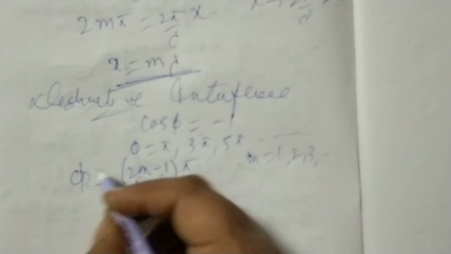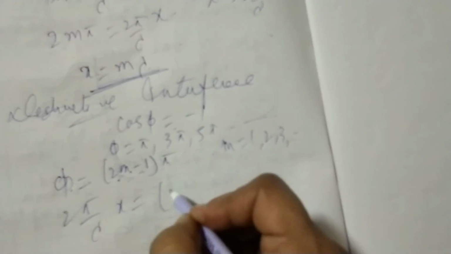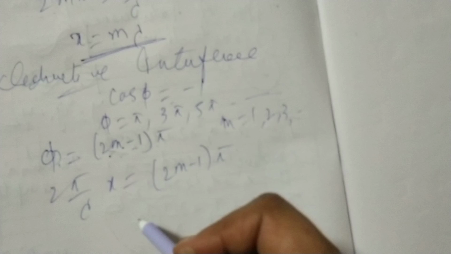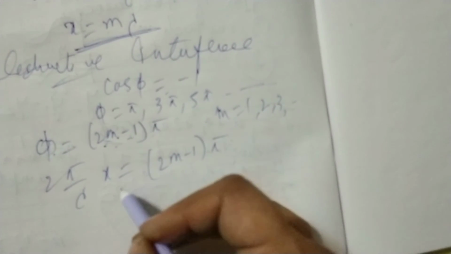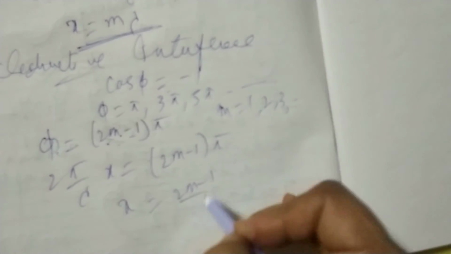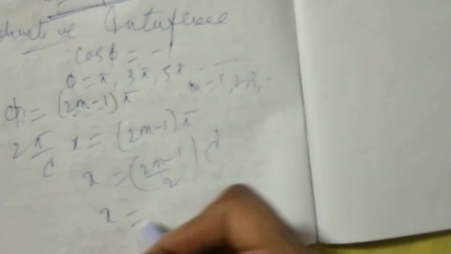Again we will switch to the relation between the two. So 2 pi by lambda into x equals (2m minus 1) pi. Okay, so pi is cancelled out, and we get x equal to (2m minus 1) by 2 into lambda, or we can very well write x equal to (m minus half) lambda. So this is the condition for the path difference.